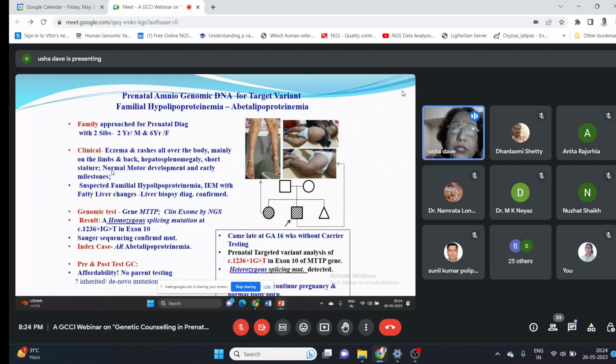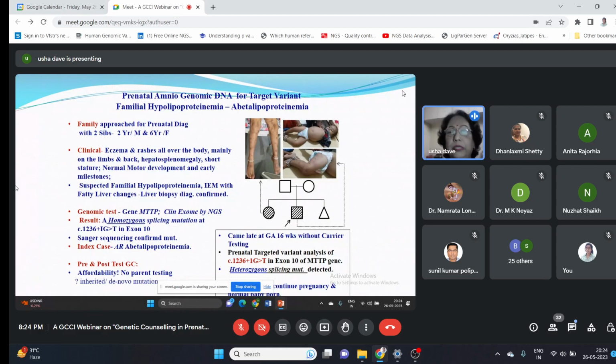She didn't want to have a child. So at times the genetic counselor's role becomes very, very important. She had pressure from family to go ahead for the next pregnancy and get a normal healthy baby. And when we found out, we knew it is an abetalipoproteinemia case. Since it was clinically very strongly correlated, also biochemically and histologically, with fatty liver changes, liver biopsy was confirmed.